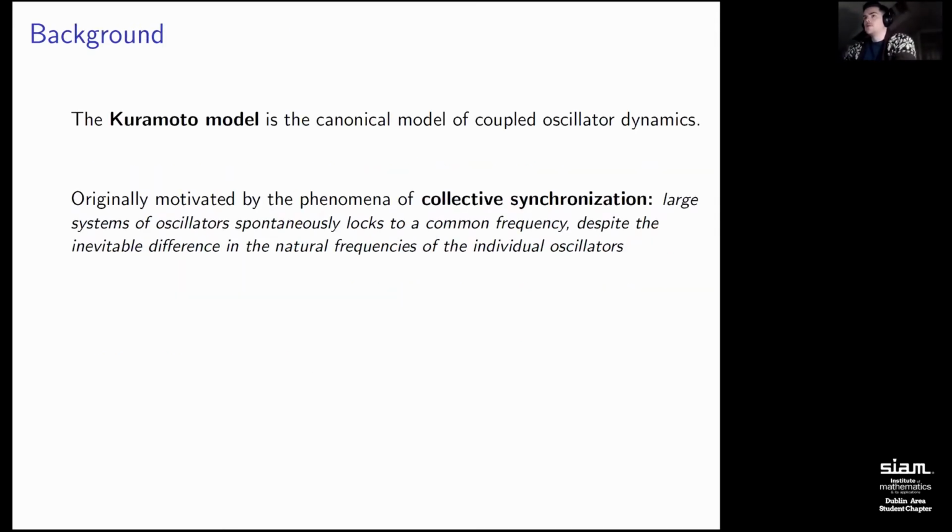Okay, so the background, which is discussed in the paper. The Kuramoto model, what is it? Basically, it's a canonical model for coupled oscillator dynamics. You have oscillators that are coupled, which means that to know the state of oscillator i, you need to know the state of all the other oscillators. So in a sense, each oscillator depends on every other oscillator. That's what we mean by coupled.